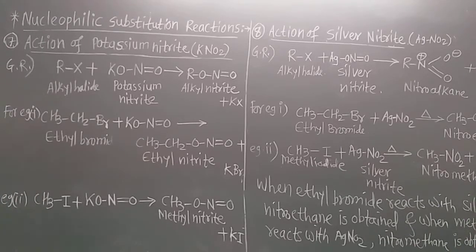Now in this reaction we obtain the alkyl nitrite. What is that? That is the action of potassium nitrite. Now see the general reaction on the blackboard. That is the action of potassium nitrite. What is the formula of potassium nitrite? KNO2. But it can be written in this way also.